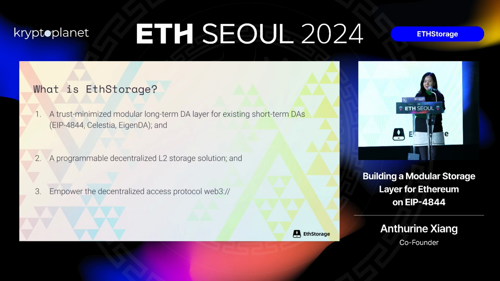So what is ETHStorage? In a very simple sentence, first, it's a modular long-term data availability layer for the existing short-term data availability solutions. For example, 4844, Celestia, Avail, Near DA. And also, it's a programmable decentralized L2 storage solution. What's more, it empowers the decentralized access protocol, which is called the Web3 protocol.